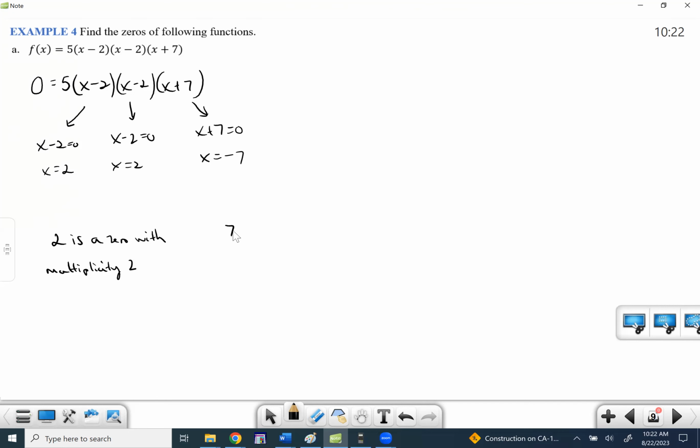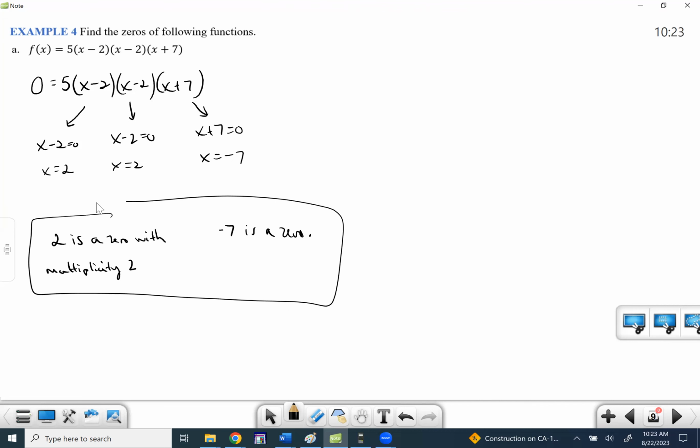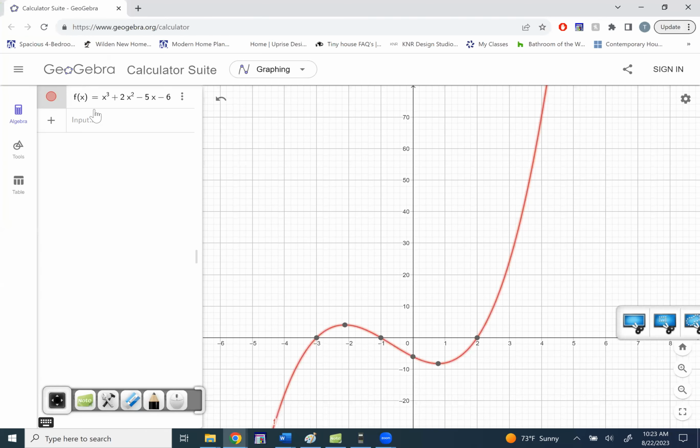And then -7 is a 0. Okay, so those are going to be our zeros. Now we're going to talk later on about this multiplicity bit, so I'm just kind of foreshadowing it right now. If you just put down 2 and -7, that's all the answer is asking for. But let's go see what happens in the graph. We should cross at 2 and at -7.